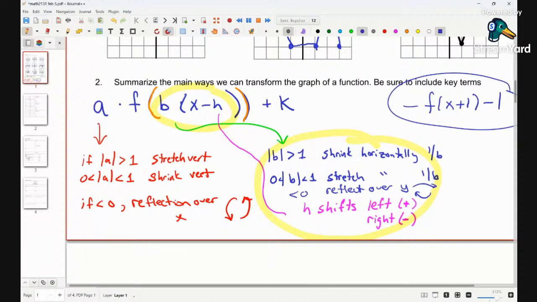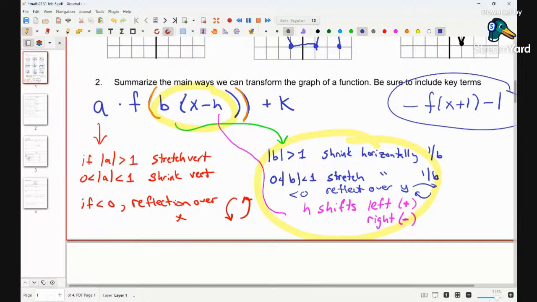If I multiply by a number bigger than 1, I think that's stretching my bank account, not shrinking it. And that is true for the outside vertical effect. But on the inside, it's the opposite of my instinct. So when I see a times 2 on the inside, it's a shrink by a half. When I see a 1/3 on the inside, it's a stretch by its reciprocal 3.